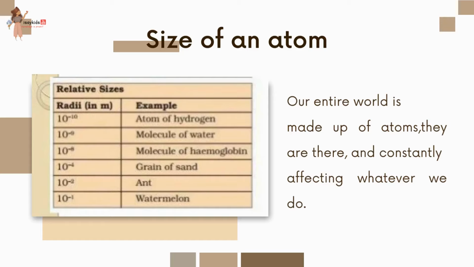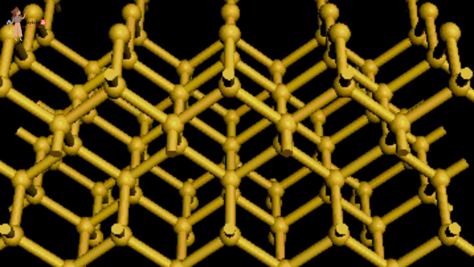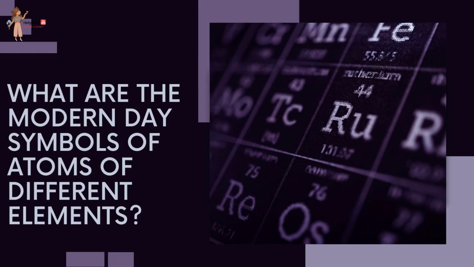We might think that if atoms are so insignificant in size, why should we care about them? This is because our entire world is made up of atoms. We may not be able to see them, but they are there and constantly affecting whatever we do. Through modern techniques, we can now produce magnified images of surfaces of elements showing atoms. This is an image of bulk silicon surface.